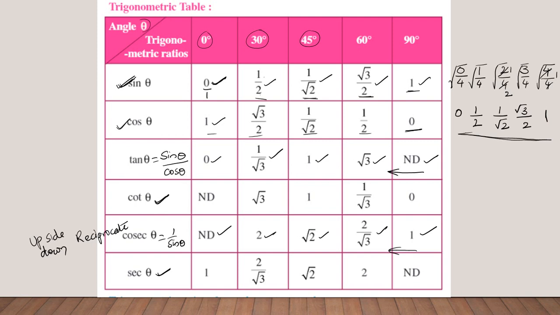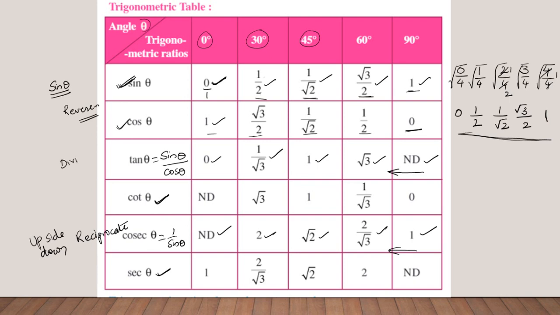The only thing you need to remember is the values for sin theta. If you write them in reverse order, and reverse order is different from reciprocating, then you get the values for cos theta.